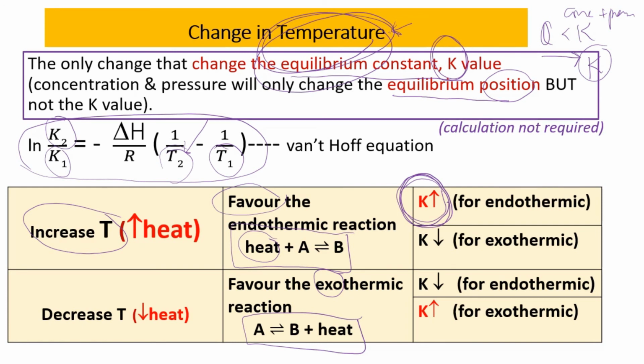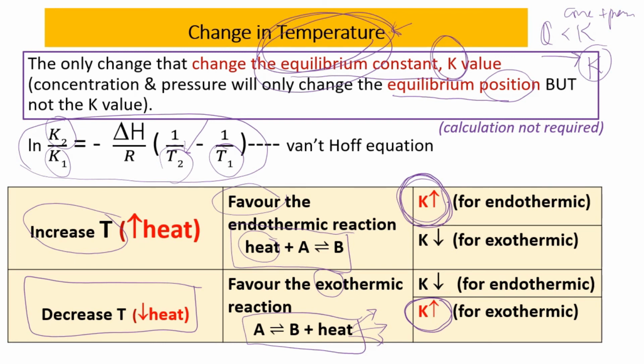If you don't like the heat, then we don't give you heat. We decrease temperature, very cold, no heat. We take away all the heat, and now you like it because you also don't like the heat. You also like to remove the heat in your reaction. So the K value will increase if you have an exothermic process.